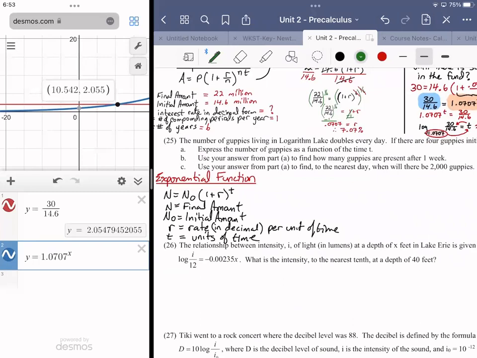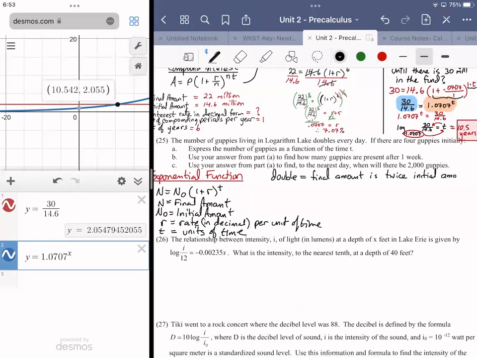So if something is going to double, doubling means that the final amount is twice the initial amount. So whatever you put in for n sub zero, you put in double that for n. You could even put a variable in if you want. It doesn't make a difference. What we need to do is solve for the rate. It says it's doubling every day.